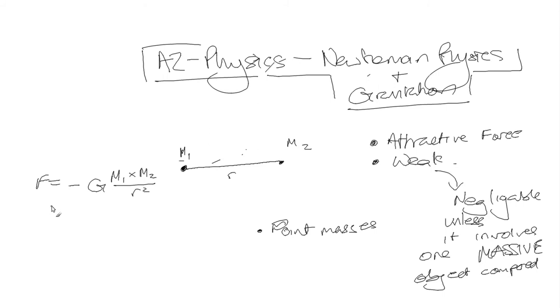So let's quickly analyze this formula. F is obviously the force between them. What is G? G is known as the gravitational constant, and it has a very small value. One of the explanations as to why gravity is such a weak force is because G has such a very small value. I don't know what it is, but it's extremely small, believe me.